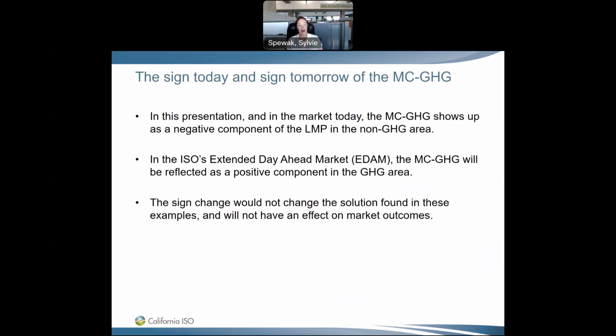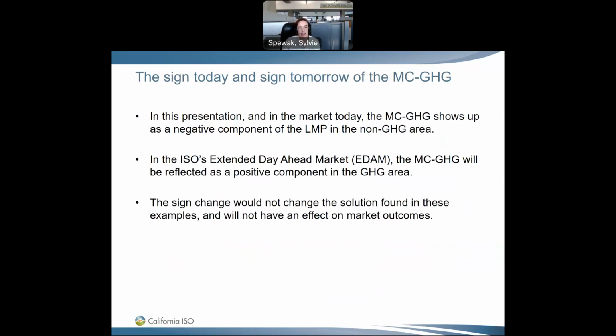One caveat before we move forward. In this presentation and in the market today, the marginal cost of GHG shows up as a negative component of the LMP in the non-GHG area. So in this presentation, I'll say the marginal cost of GHG is -5.